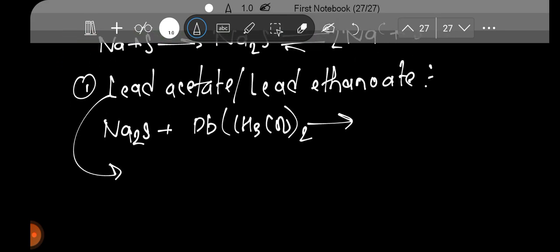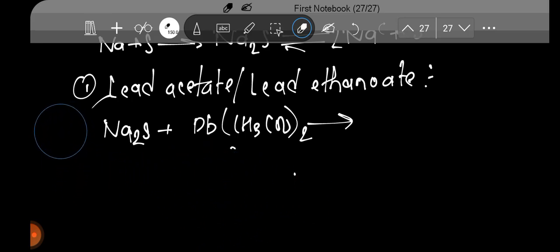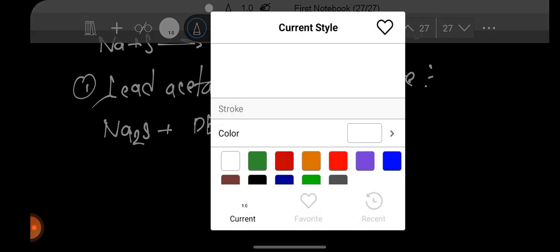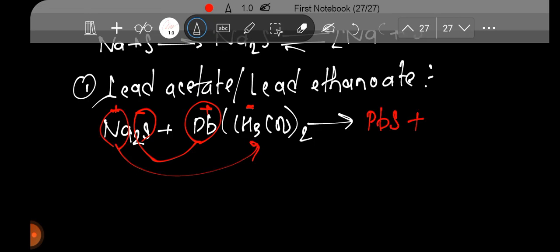Lead acetate is simply (CH3COO)2Pb, and this is 2. Then next, this reaction is a simple displacement reaction. This plus will take this minus to form PbS, and this plus will take this minus to form CH3COONa.